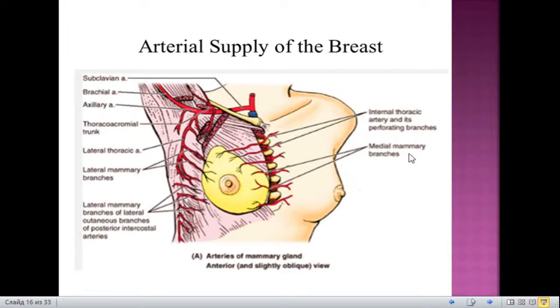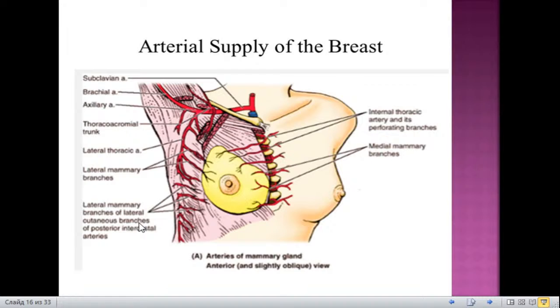And the lateral side of the breast receives blood from the lateral mammary arteries. Lateral mammary arteries originate from the lateral thoracic artery, which is a branch of the axillary artery.